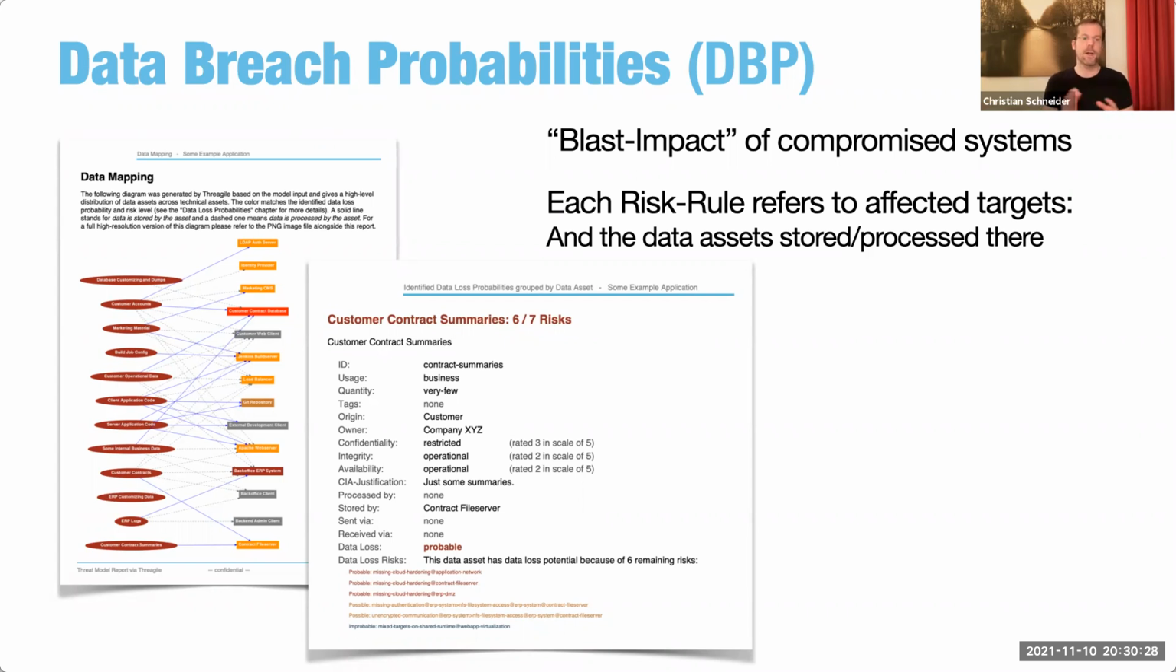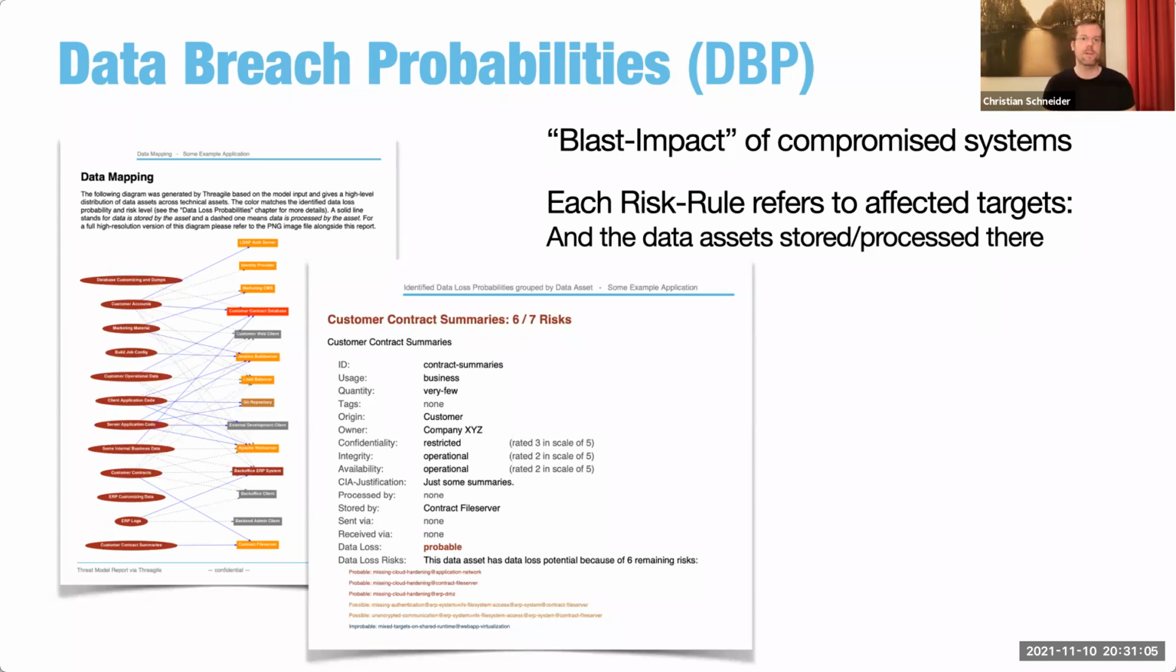So you have a view data asset by data asset where a data breach probability is calculated. And it actually takes the blast impact of those identified risks into account. So it checks on which components this particular data asset is either stored or processed. And all of these components, communication links, could be potential targets for attackers to get to this data asset because it's stored or processed on all of those things. And then it takes into account the identified risks, the unmitigated ones, and sees, okay, these are the remaining risks.